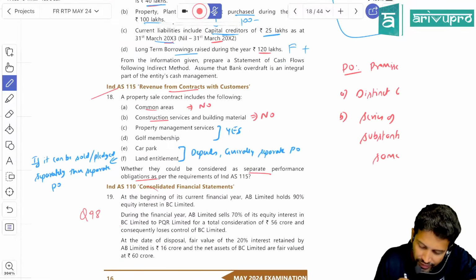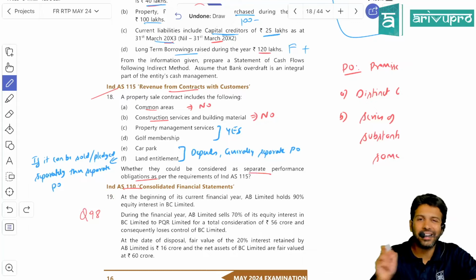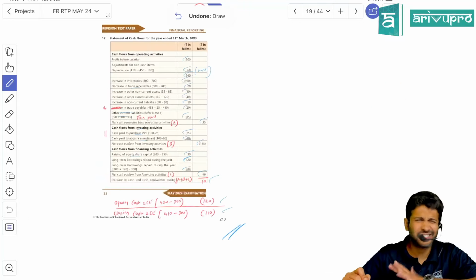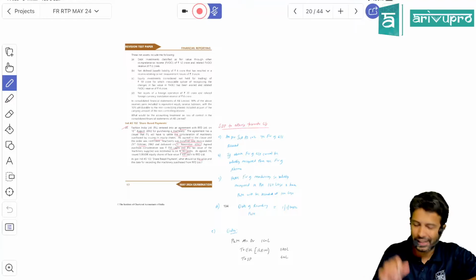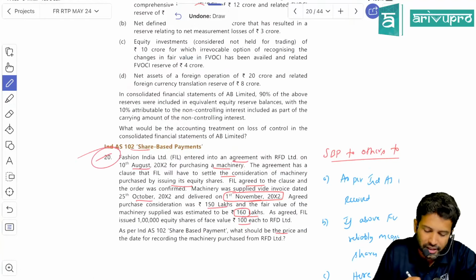Okay, question number 19 is on Ind AS 110. This is a repetitive question. This is there as question number 98 in our regular notebook. You can refer to that. Same ditto question, no change. You can manage that. Last, in Ind AS 102, share based payment, they have added one question.